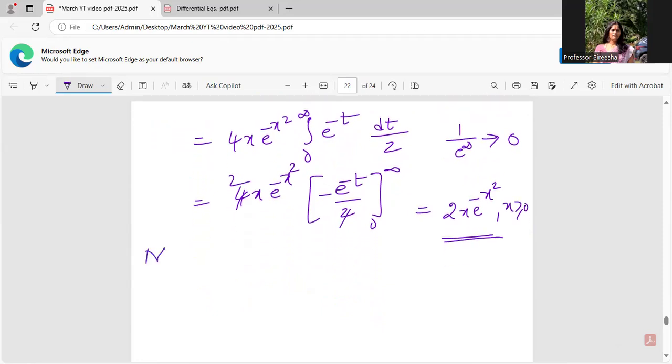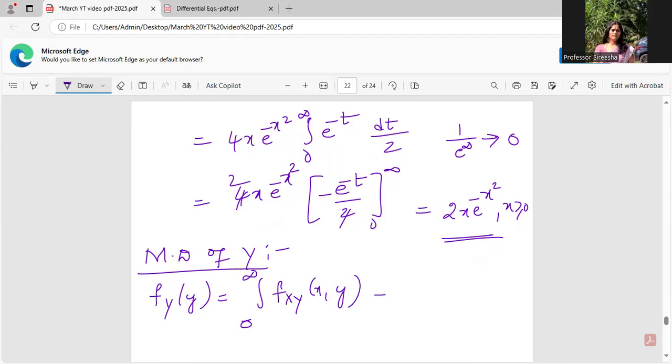Similarly, see how I'll calculate the marginal density of y. F capital Y of small y is equal to the integral of f of x, y. Of course, limits are from minus infinity to plus infinity, but x and y both are greater than 0. This would be the same answer, guys. Of course, here I have put dy, and here I'll be putting dx. For y it is dx, for x it is dy. 2y e power minus y square is what I will get.